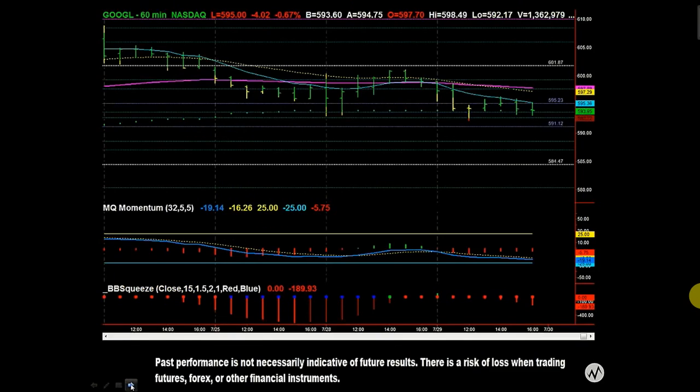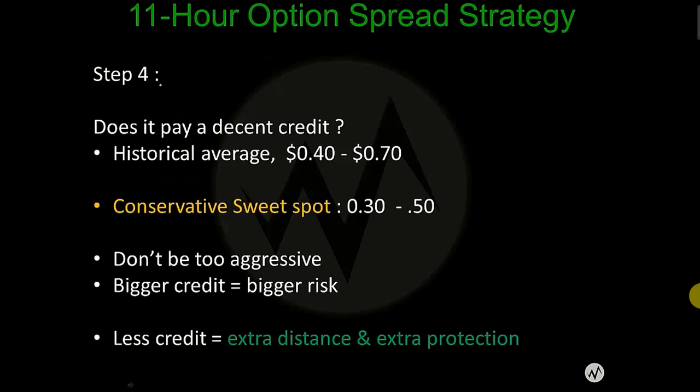Next, once the setup looks good, the next question is, show me the money. Is there a decent credit? Normally you want to try to get 40 to 70. You can usually get that.